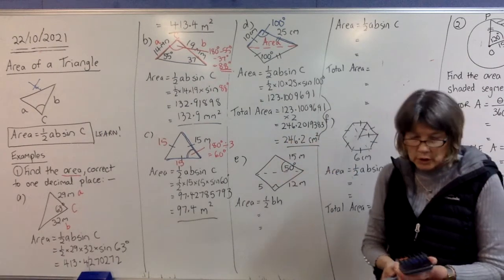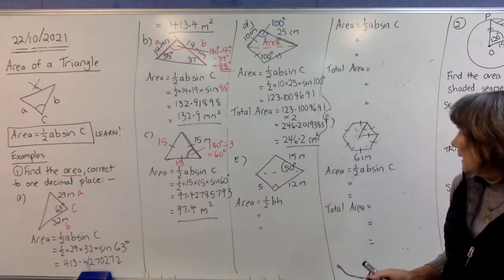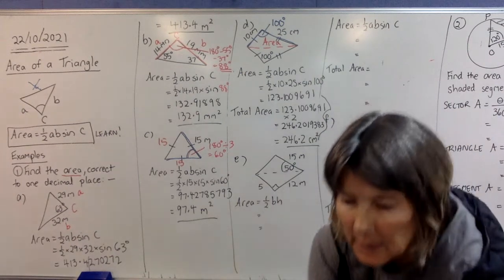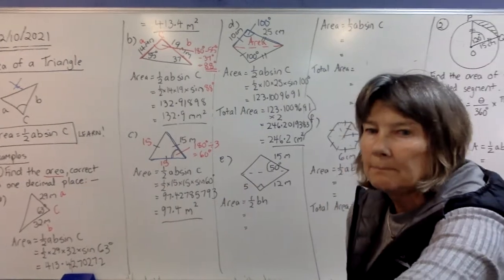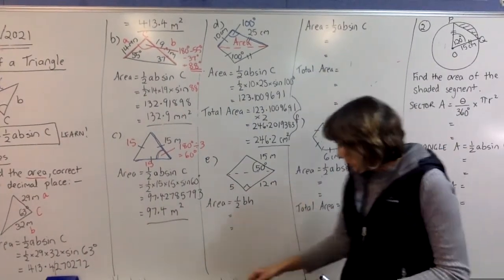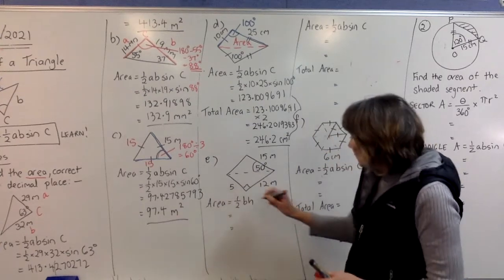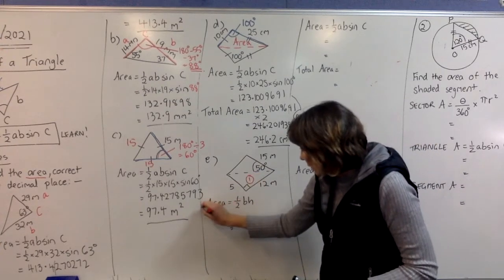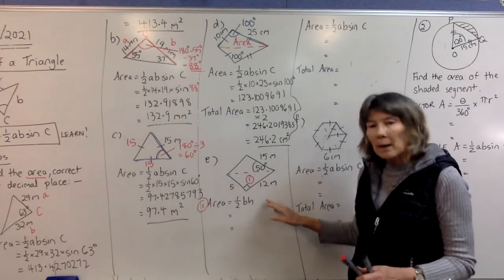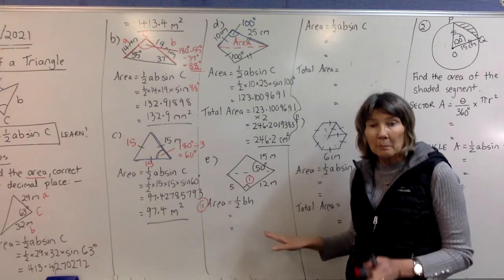Okay, next question, E. Now, in this one, we have already got it split into two parts. They've already drawn in a dotted line. So we're going to concentrate on the bottom triangle first. All right, so this is the first one we're going to do, area 1. Now that's a right angle triangle. So I'm going to just use the formula half base by height.